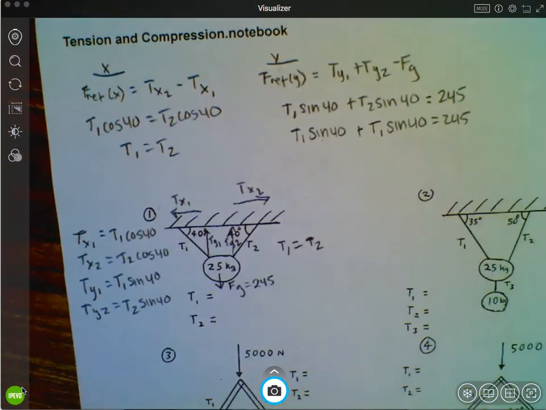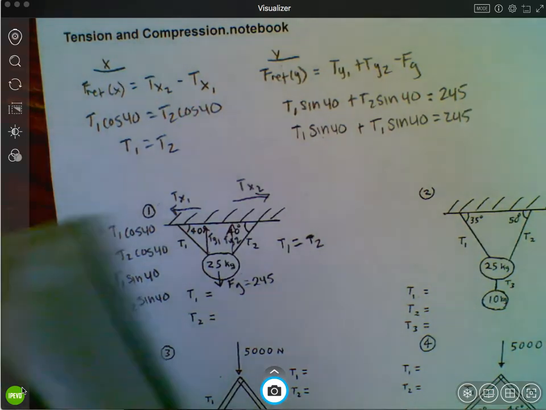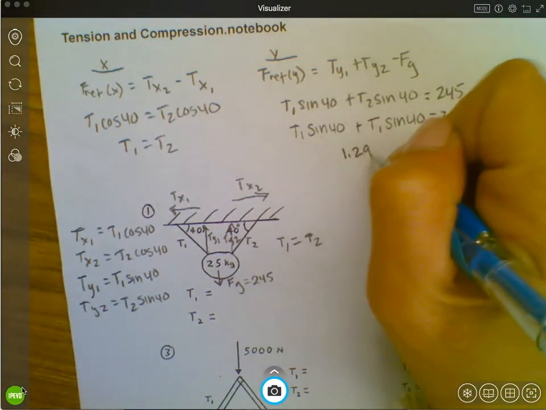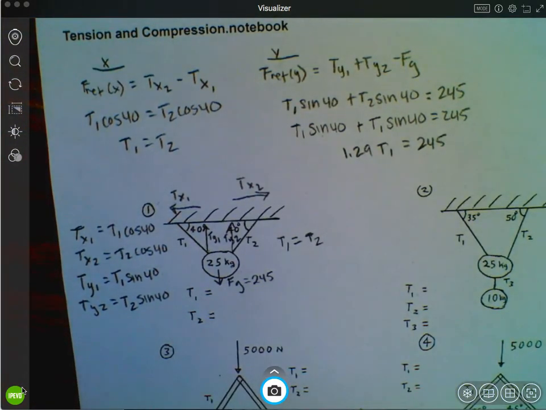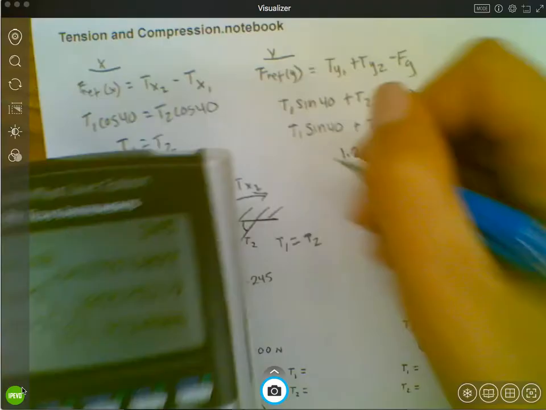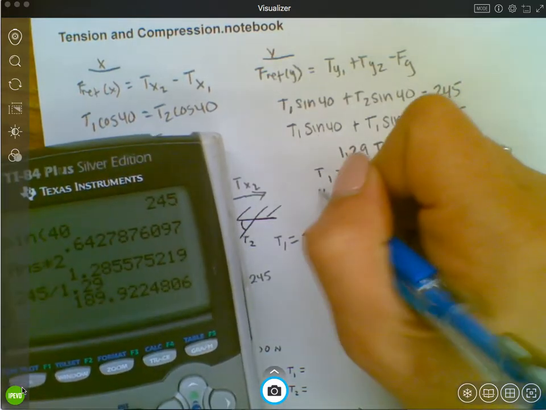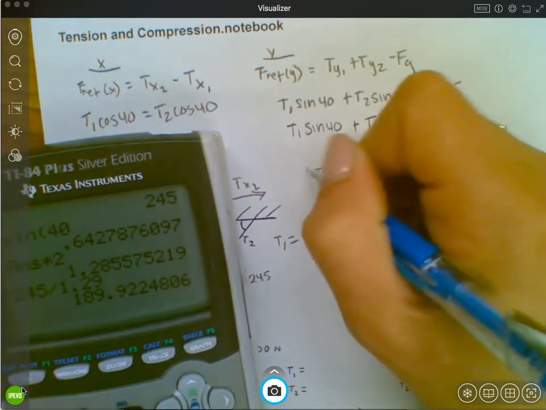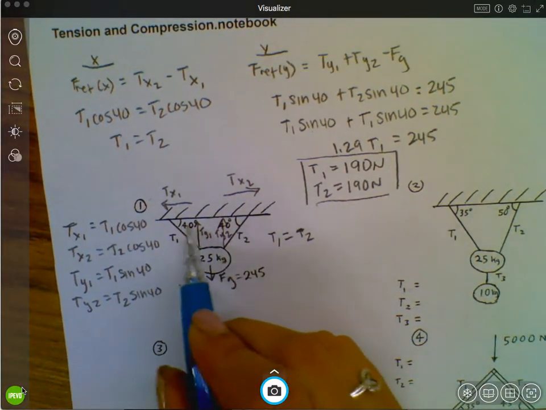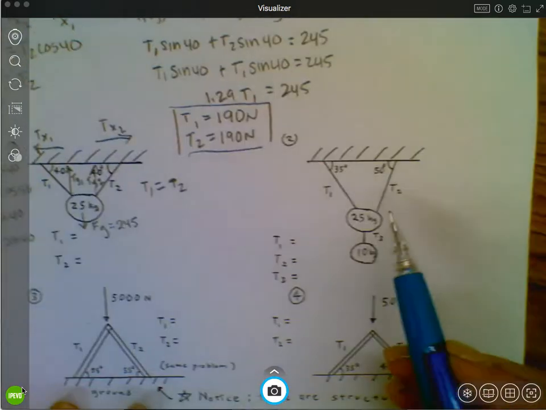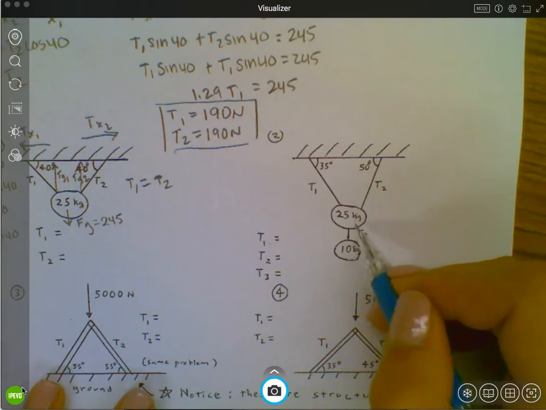And now you just add sine 40 plus sine 40. So sine 40 is 0.64, so I'm going to multiply that by 2. So it's 1.29 t1 equals 245. Divide 245, and you get t1 equals 190. And then since t2 is equal to that, you can just write down that t2 also equals 190, and now that one's done. Okay, so that's the key about those being equal. It makes the problem a little bit easier. For this one, I'm going to let you guys go ahead and do this one on your own, or we can talk about it in class, but the key is this part, that these are connected.